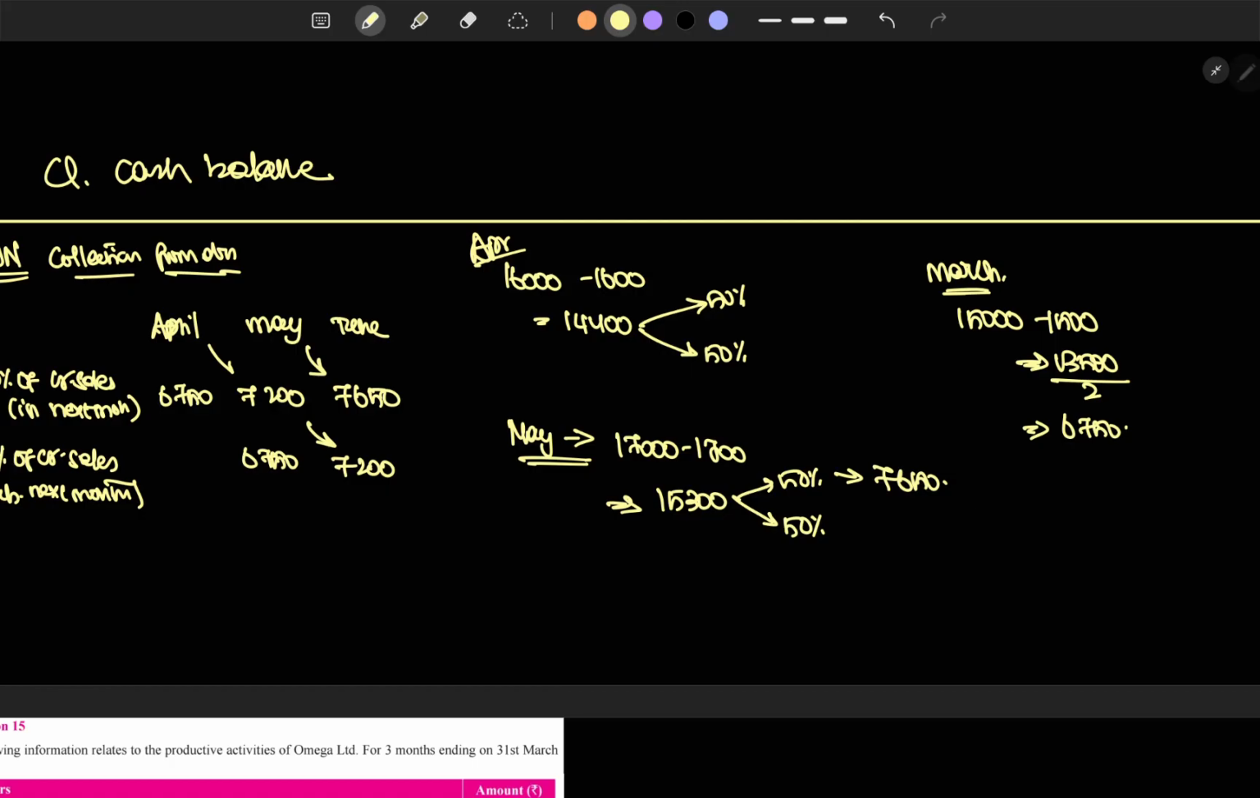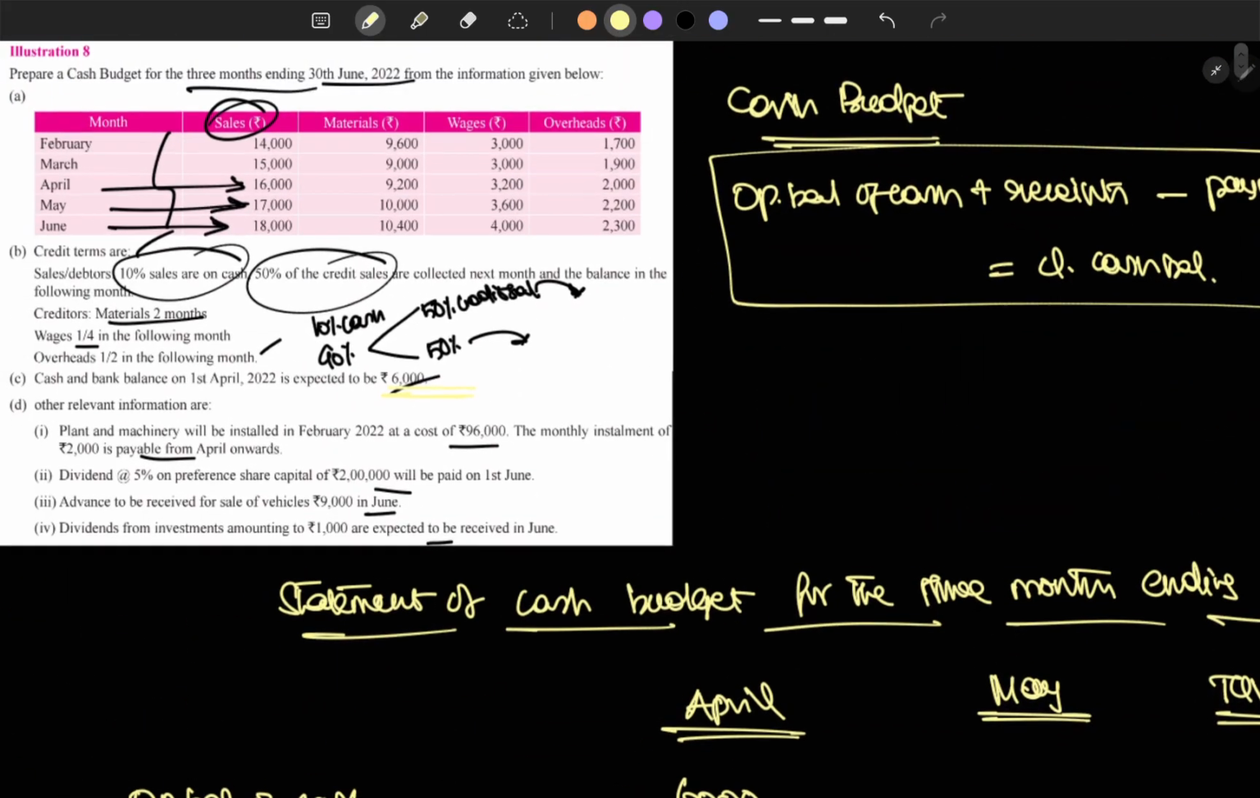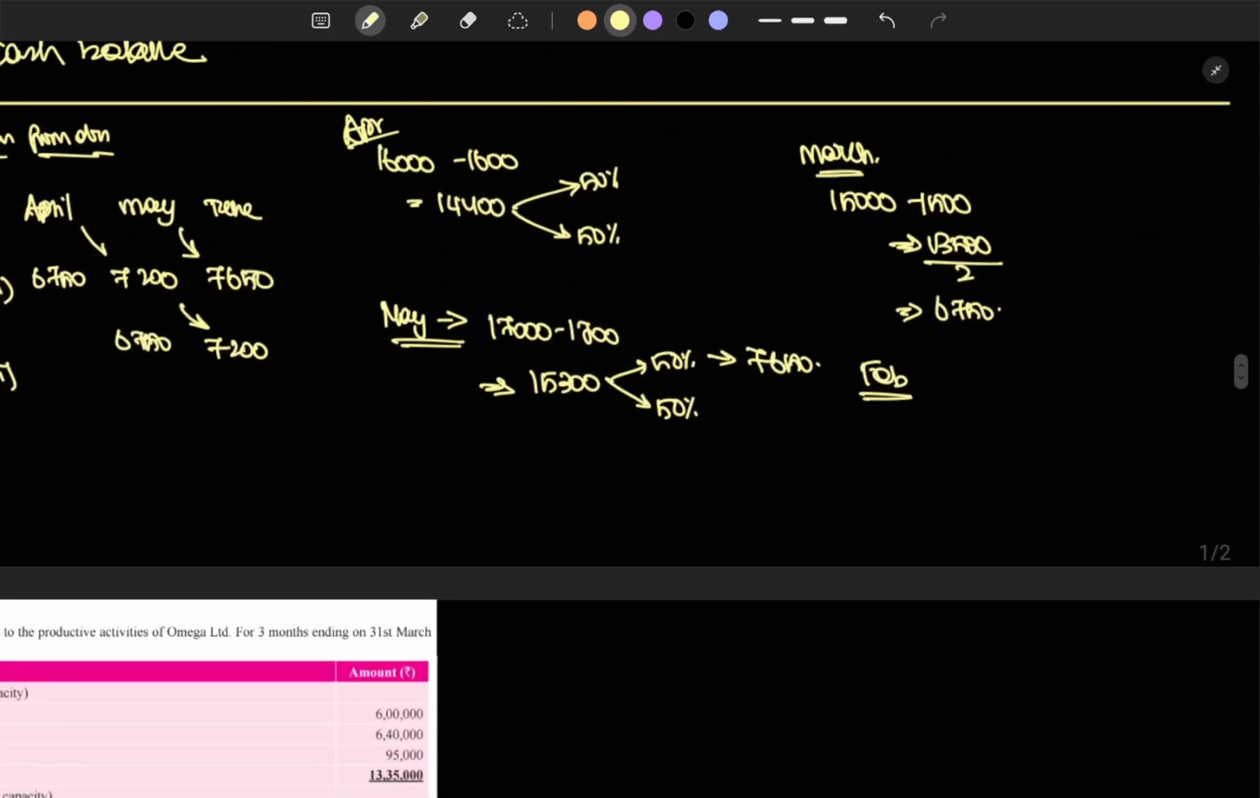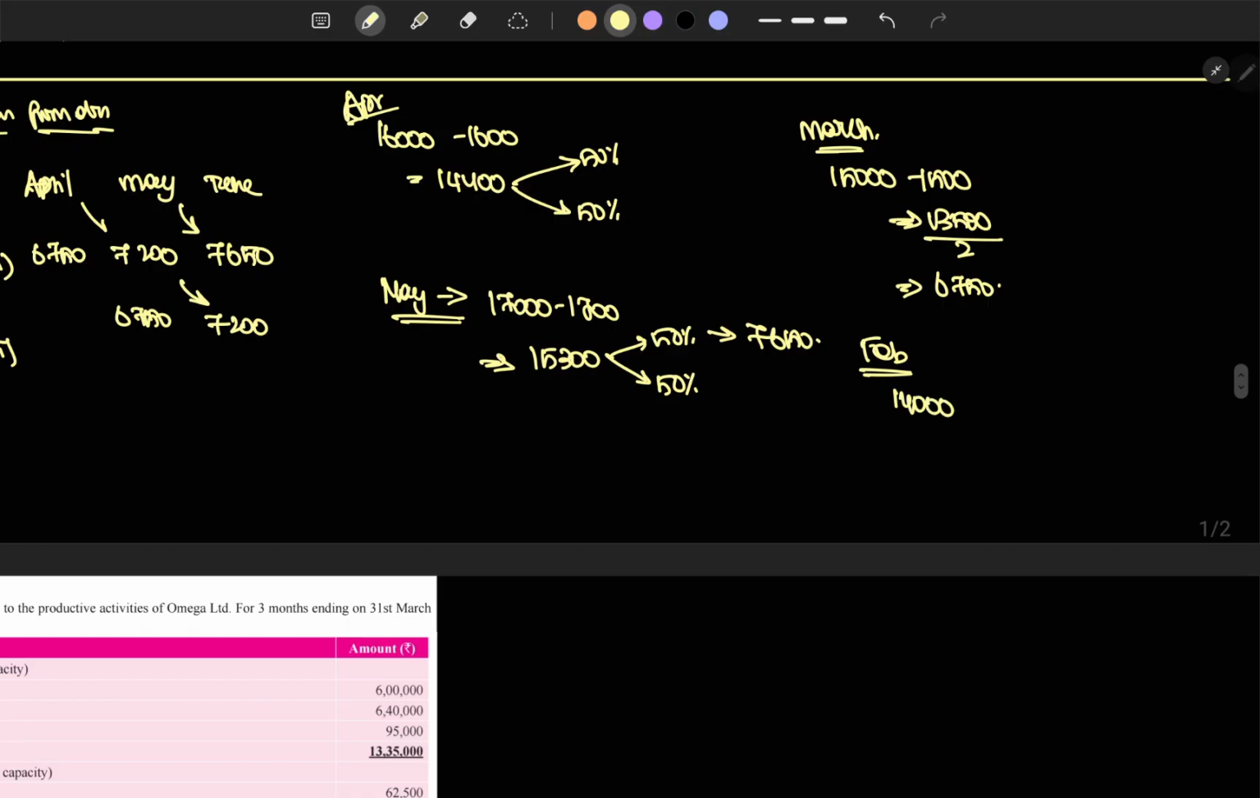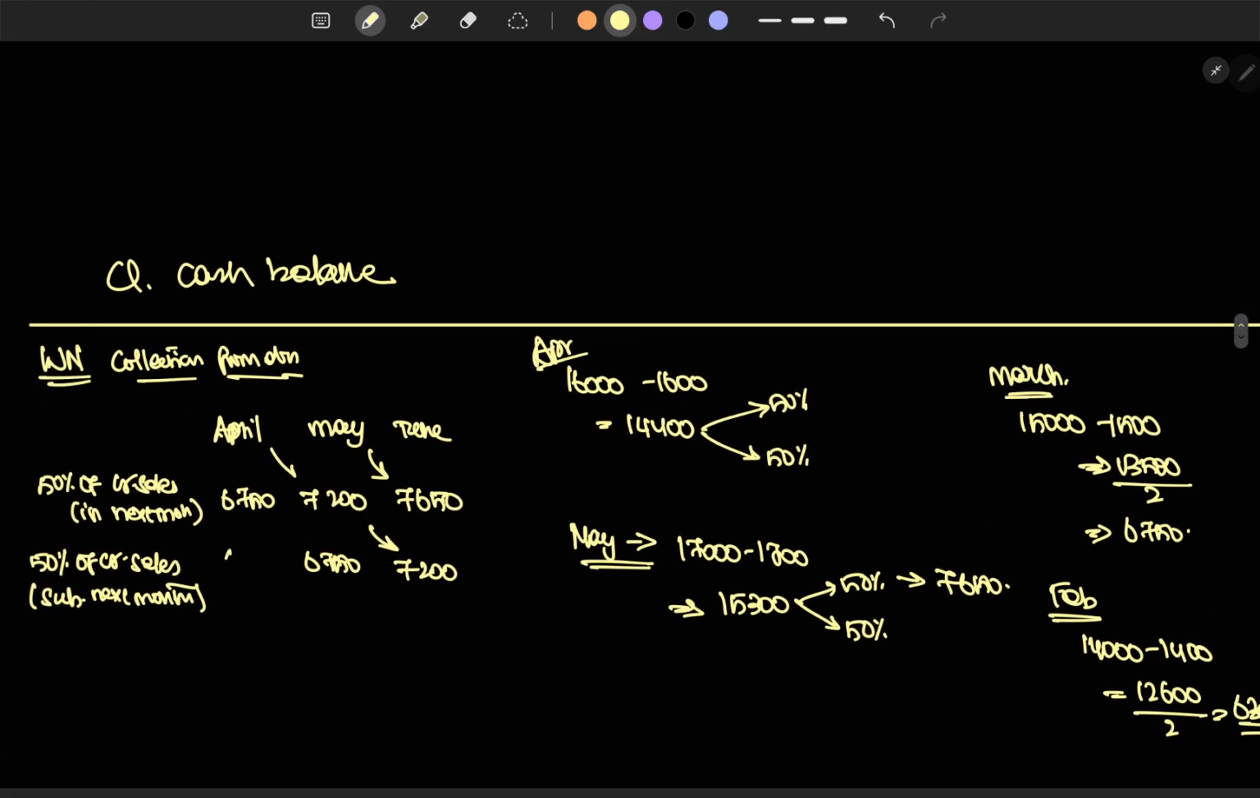Okay, what about Feb? This part is waiting for the collections for the sales happened in Feb. Feb is 14,000. Already cash sales happened for 10 percentage, then 12,600, right? Divisible by 2, 6,300 we are receiving in April month. This is the subsequent next month. So that's it, we found it.